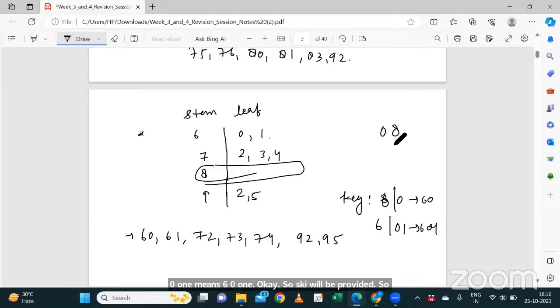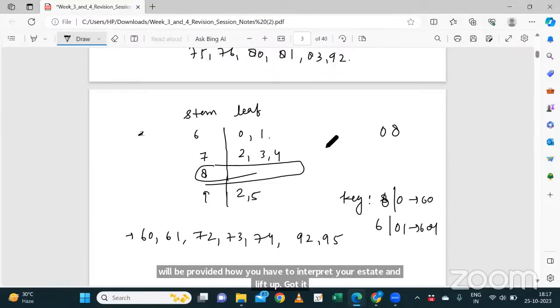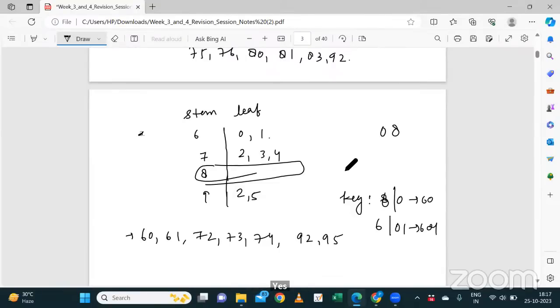Got it? You don't generalize anything. The key will be provided for how to interpret your stem and leaf plot. I have a question: you said we can go for three digits as well, like 6 | 0 1. Can we take it further, like six digits or seven digits? Yes, you can do that. There is not a problem.